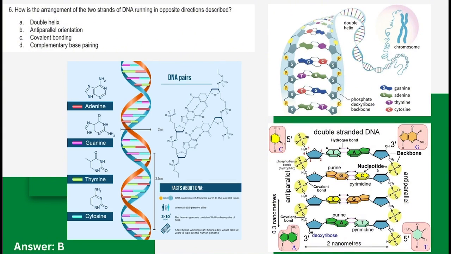First one, double helix. Why not double helix? Okay, double helix describes the spiral shape and not a direction. Okay, it describes the structure of the DNA. Why not letter C? Covalent bonds links nucleotides in one strand and not a strand orientation. It's like a bond between molecules and it does not pertain to a strand orientation or a direction of a strand. Why not letter D?